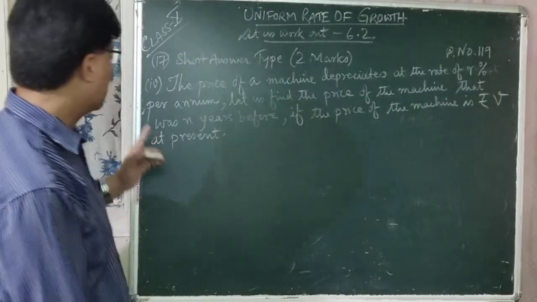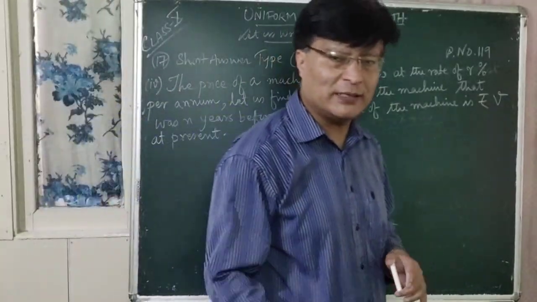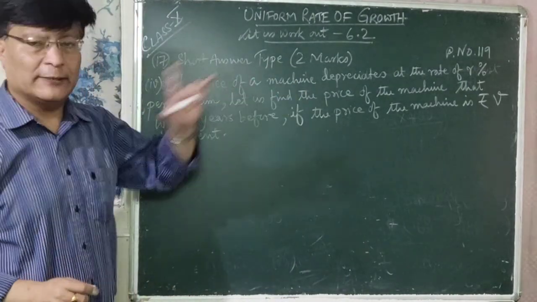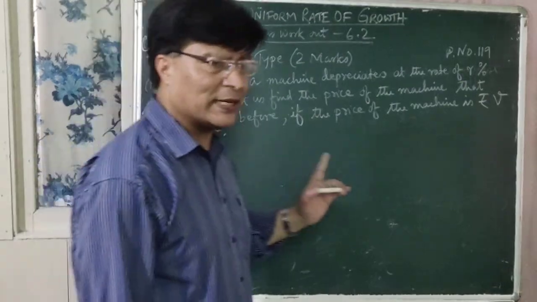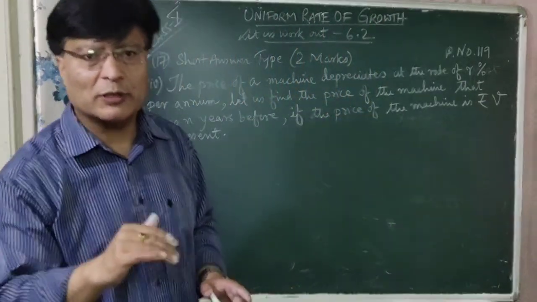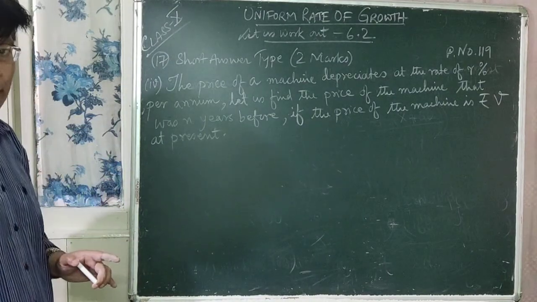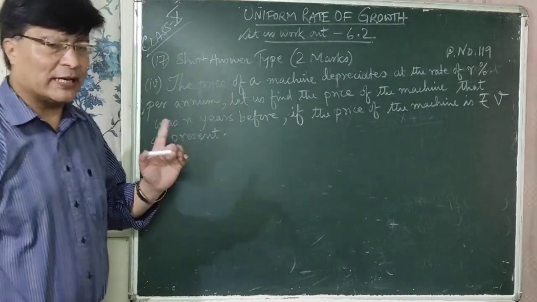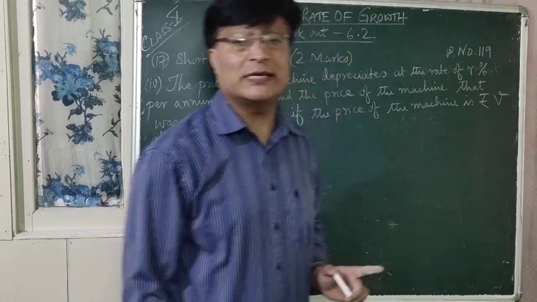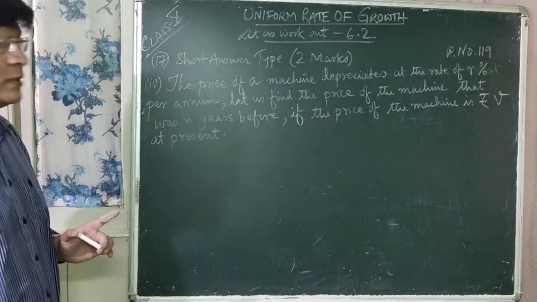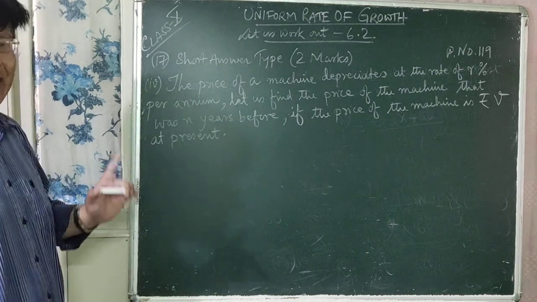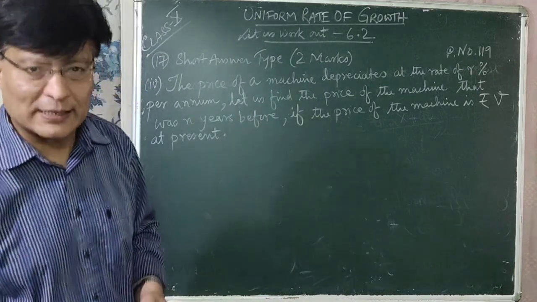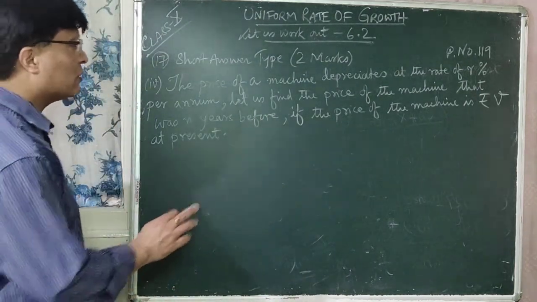Okay, so let us find out the price of the machine that was n years before. You have to find out the price of the machine that was n years before, if the price of the machine at present is rupees V. If the rate of decrease of the price of the machine is R% every year, you have to find out the price of the machine that was n years before if the present price of the machine is rupees V. Is that clear?